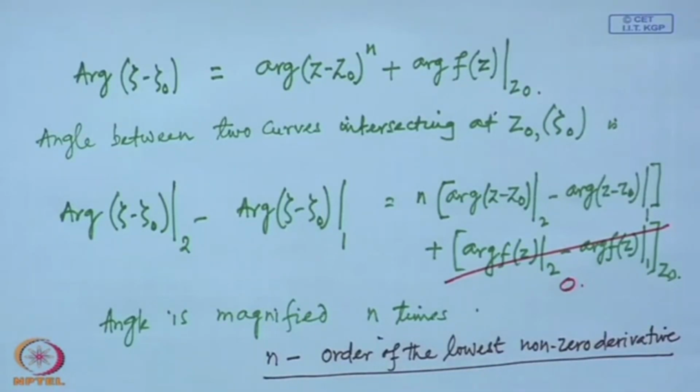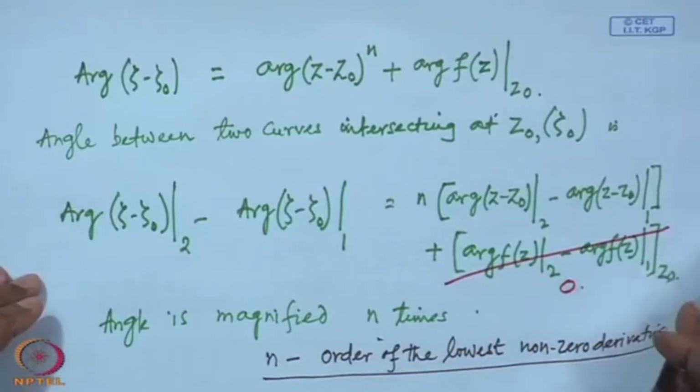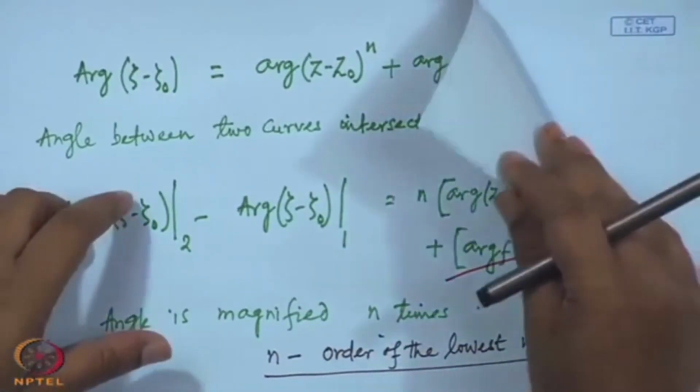So, you have to just find out the lowest order of derivative that is non-zero at the critical point. Critical point means the first derivative is 0, then we seek whether the second derivative is non-zero, the third derivative is non-zero, and so on. We only need the lowest. We will find out in some cases what will happen to the angle.